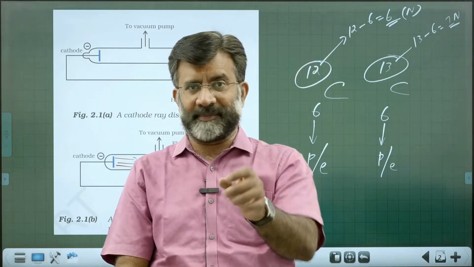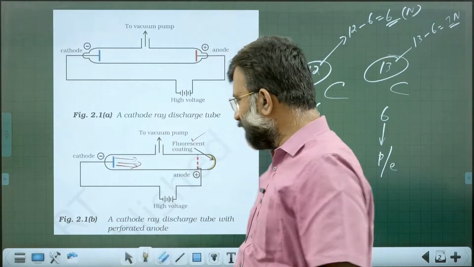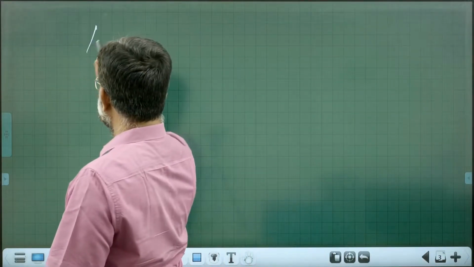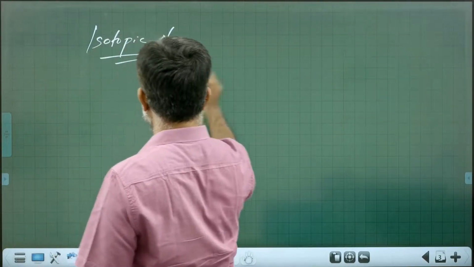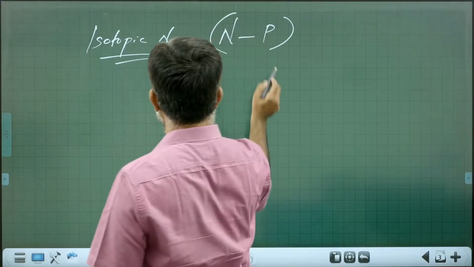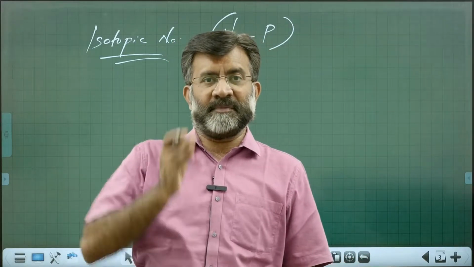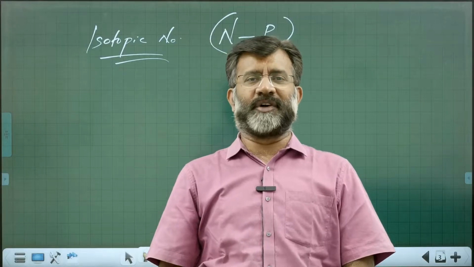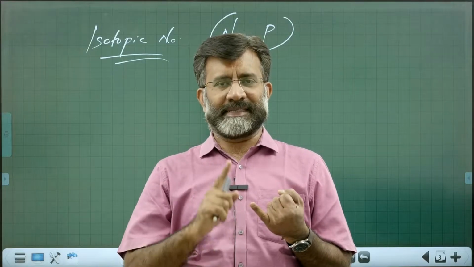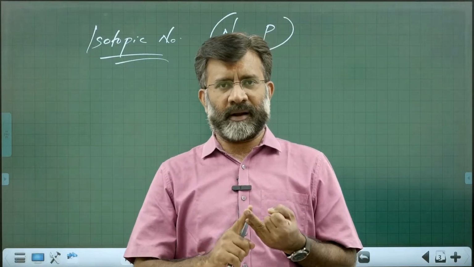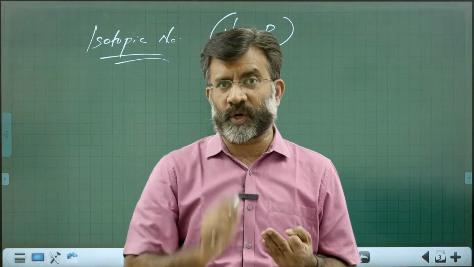Isodiaphers, not in the NCERT, but I am just telling you. Isodiaphers have the same isotopic number. What is isotopic number? Isotopic number, important in nuclear chemistry and all, means the difference between neutrons and protons. Elements having the same isotopic number are called isodiaphers. So isotopes: same element, same atomic number, different mass number. Isobar: different atomic number, same mass number. Isotone: same number of neutrons.